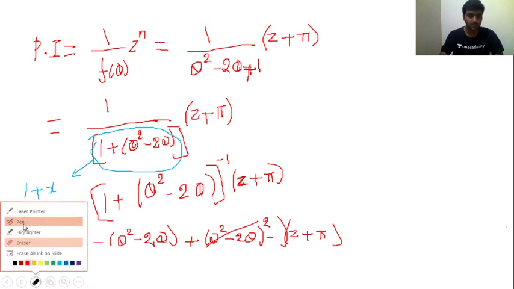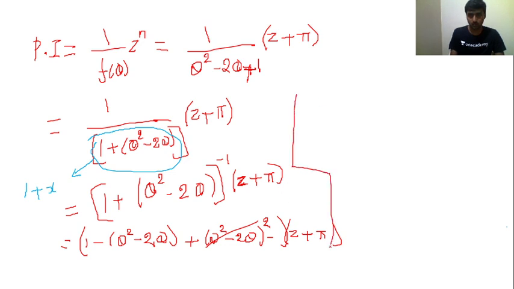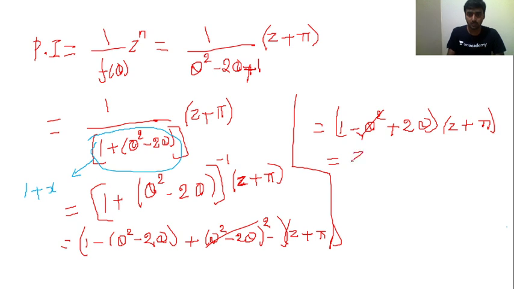Now the expansion of this equation is equal to 1 minus theta square plus 2 theta into z plus pi, the higher order terms eliminated. Multiply the z plus pi inside. So z plus pi is z plus pi, and again multiply z plus pi with theta. We are differentiating one time with respect to z, differentiation 1. So plus 2, and again differentiation of pi is 0. The final answer is z plus pi plus 2.